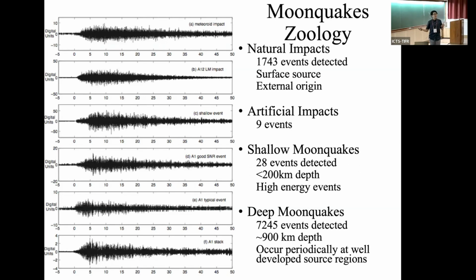And there were almost 8,000 events observed during the mission. What is interesting is that their detection is correlated with tidal period, which means that these deep moonquakes are tidally triggered events. So this is something interesting that we saw. We have these primary moonquakes, and I would like to invite you to the talk this afternoon.